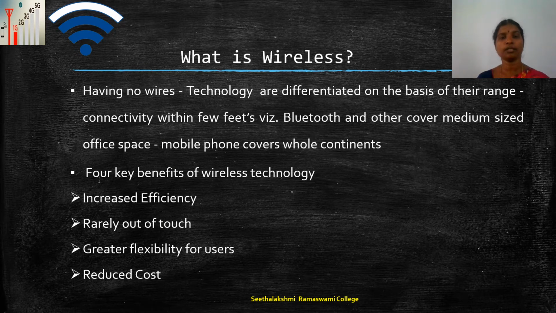Why do we use wireless communication? Because it has no wires. Wireless technologies are differentiated on the basis of their range. Some offer connectivity within a few feet via Bluetooth, and others cover medium-sized office space. The mobile phone covers whole continents. Wireless technology offers e-commerce more flexible and inexpensive ways to send and receive data.